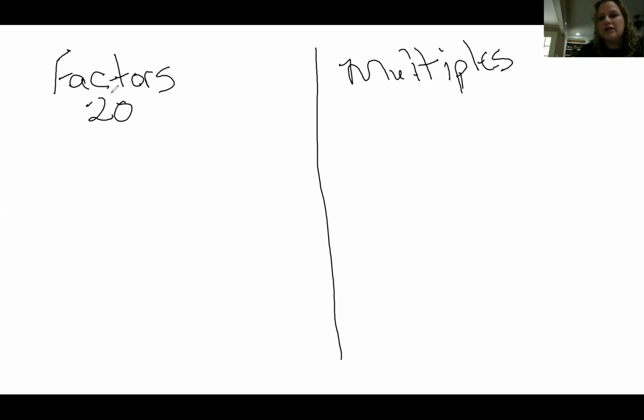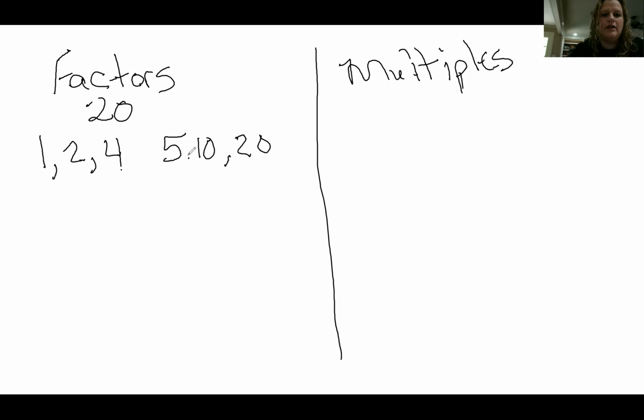Okay, so for factors of 20, your numbers are never going to be bigger than 20. So you could either do this as a rainbow and do 1 and 20, 2 and 10, 4 and 5.